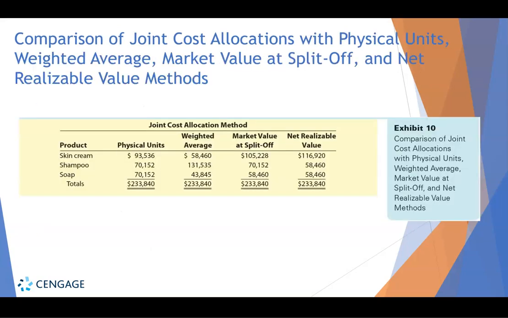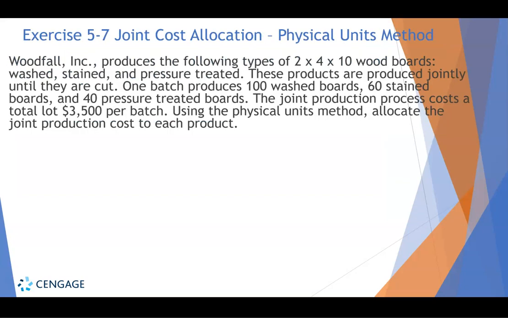Here, as you see, the comparison between the physical units, the weighted average, the market value at split off, and the net realizable value methods. There are different numbers based on which method is being used. Let's look at some exercises here. So we'll start here with the physical units method.